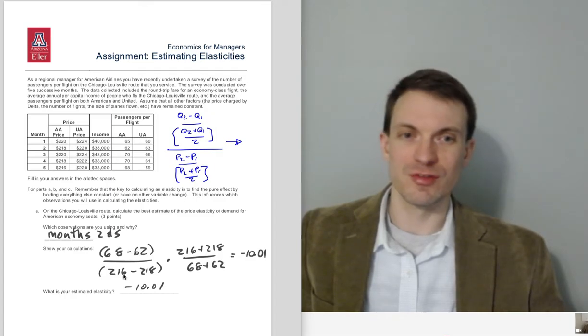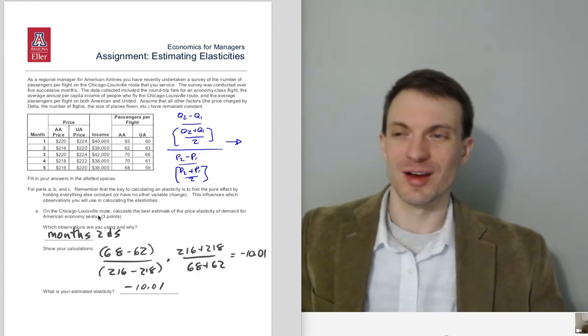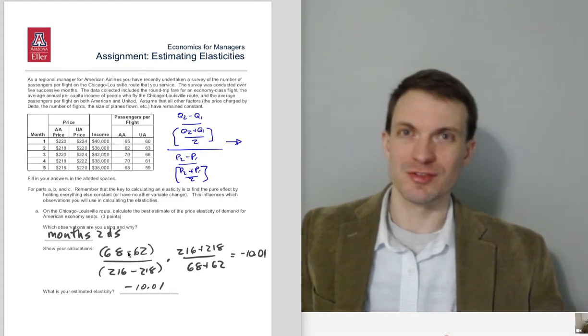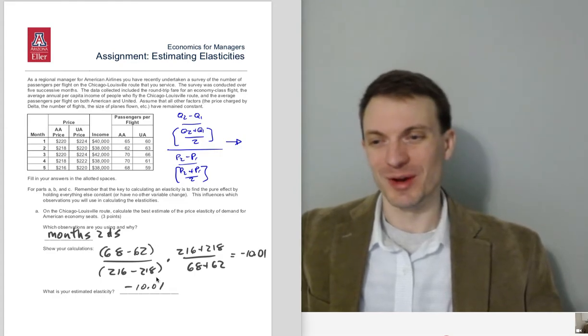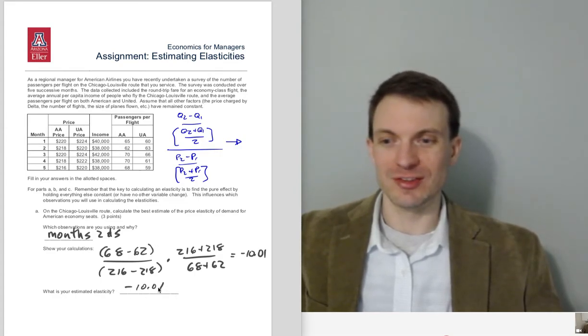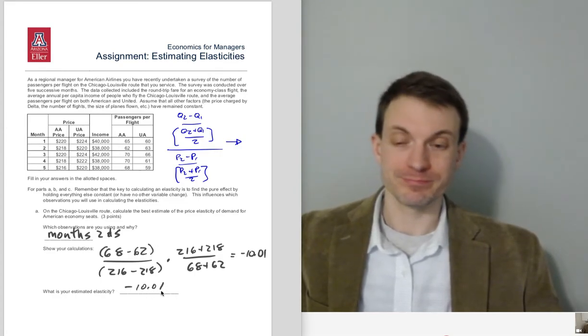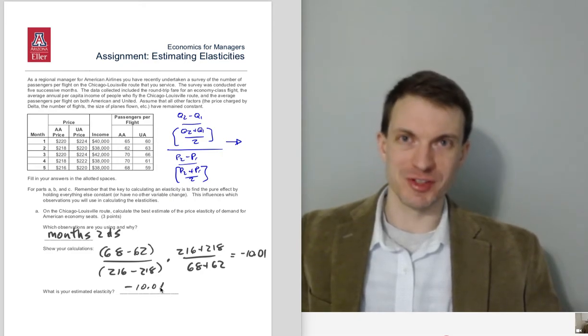It actually turns out that if you're using the arc elasticity formula, it doesn't matter which month we designate first: we'd get the exact same value going from month 2 to month 5 as from month 5 to month 2. But we know the arrow of time. So anyway, our estimated elasticity is negative 10.01. That's pretty responsive. That's pretty elastic.